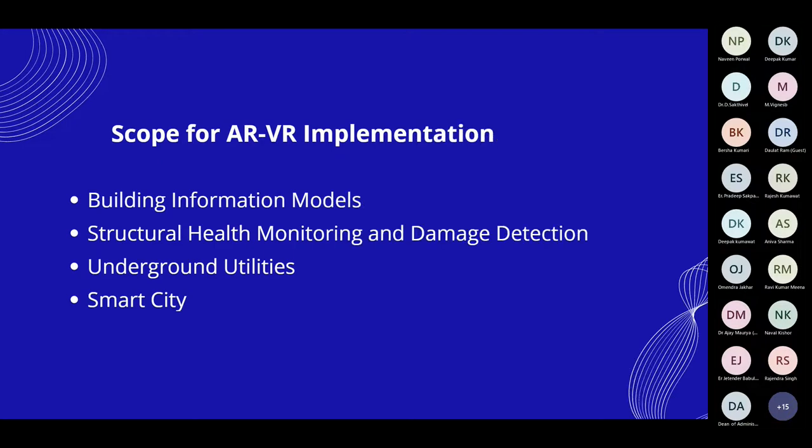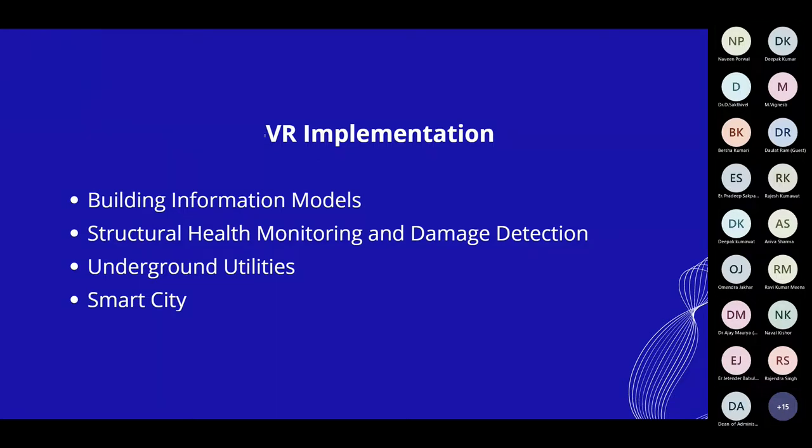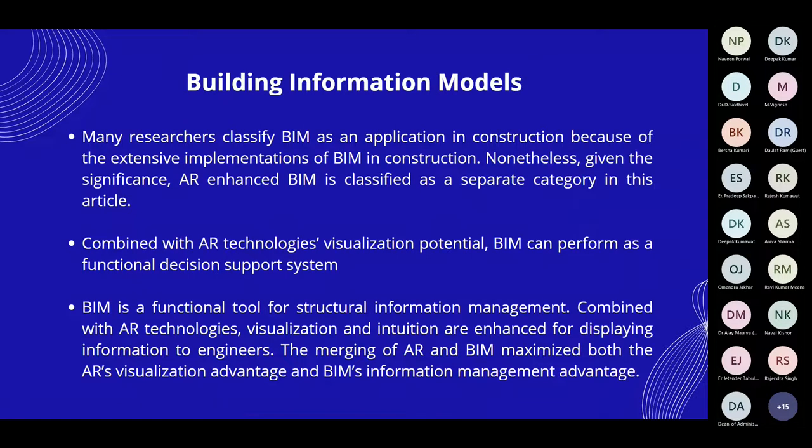Next we are going to consider the scope for AR VR implementation. These are considered with respect to four different models. First is building information model, that is BIM, second is structural health monitoring and damage detection, third is underground utilities, and fourth is smart city. Many researchers classify BIM as an application in construction. Because of the extensive implementations of BIM in construction, AR enhanced BIM is classified as a separate category in this presentation.